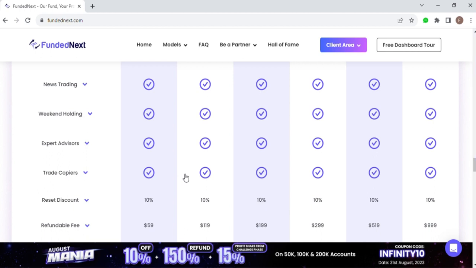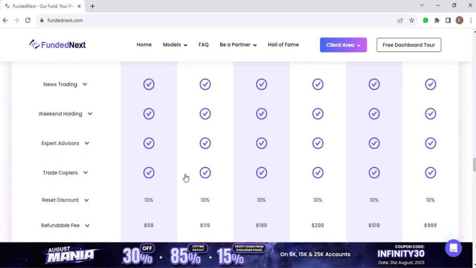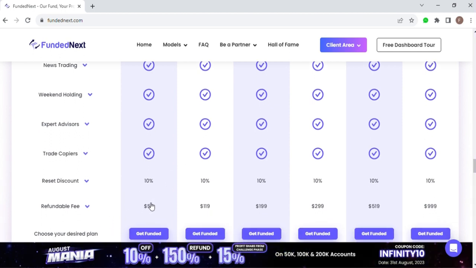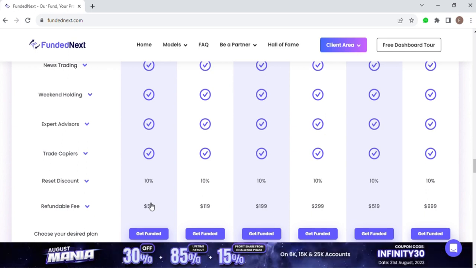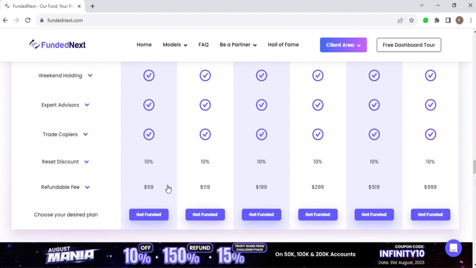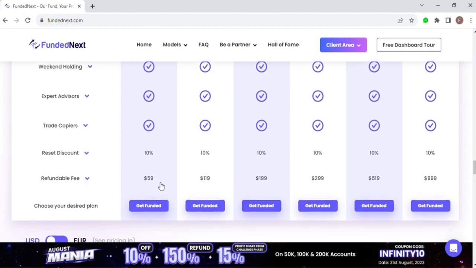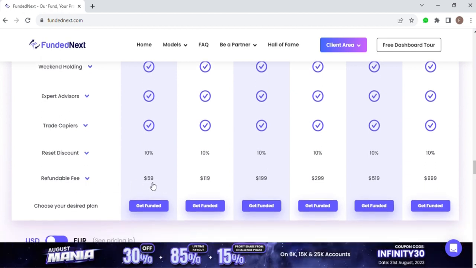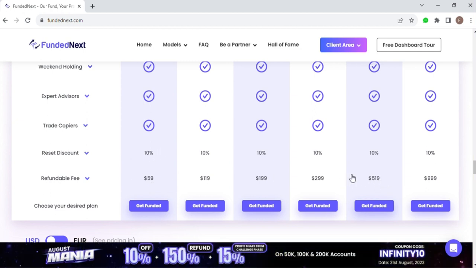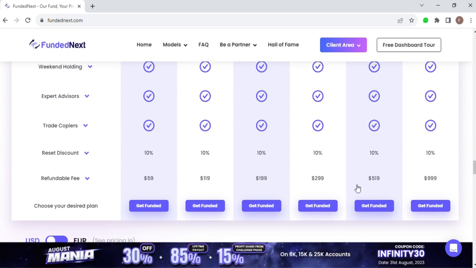For example, you can have 2 to 3 accounts personally, so you are eligible to take the same trade in all the accounts, but not for outside and not for a third party. You understand? So that is just it. Reset discount, which is 10%. For example, you fail and you want to get the same account back, so you have a 10% discount. And then refundable fee. When you pass the two phases, you're going to get a refundable fee. Fundnext is going to give you that back. So this is everything about two-step on the Stellar account.